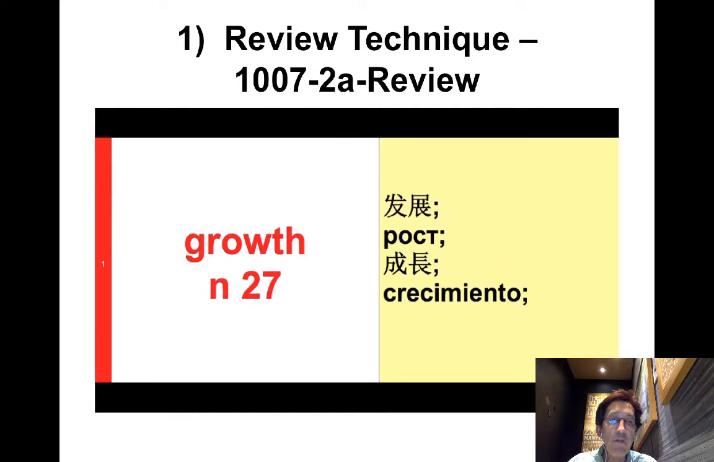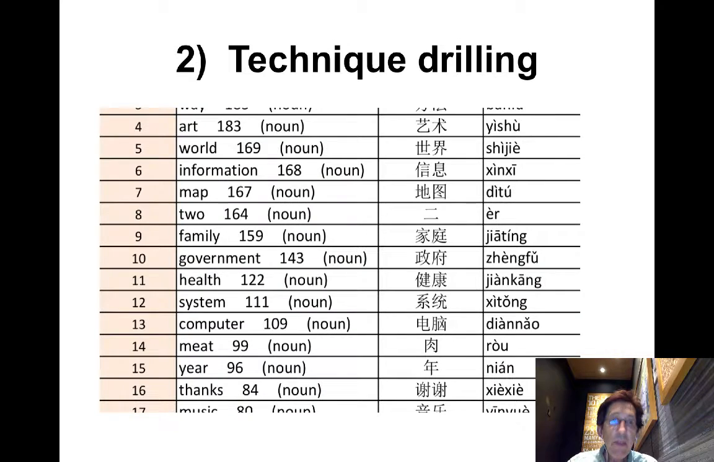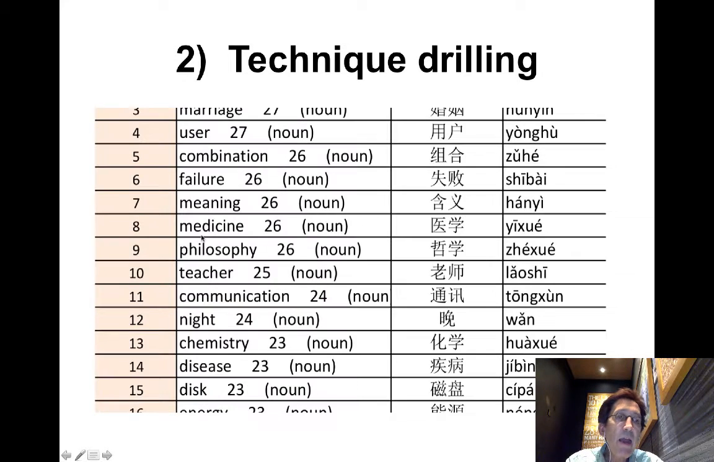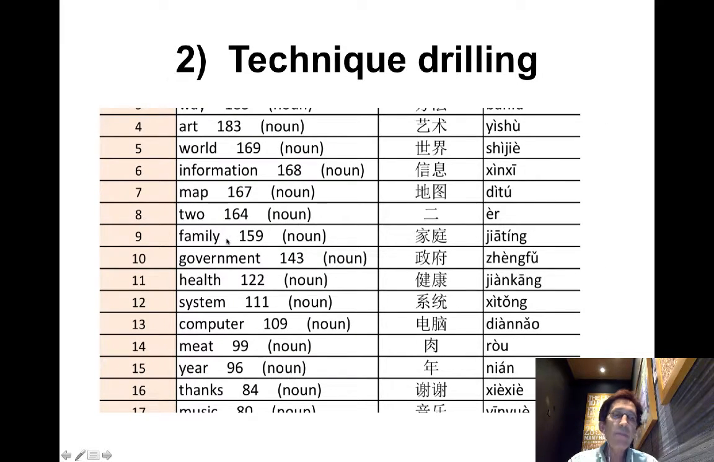So now let's drill the exercises. Let's go to page 8. If we look at number 9, the word is family. We're going to use simple words just to make sure that we all understand how to do the drill, how to do the technique drilling. So family. This is pass 2. You need to get a visual picture.